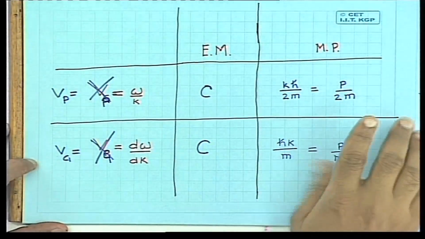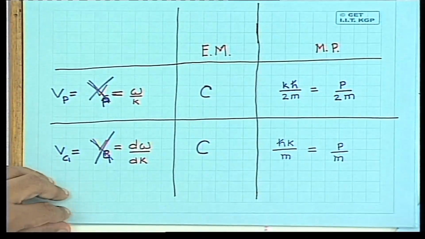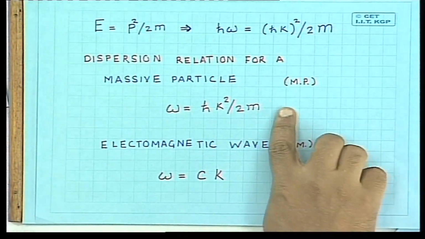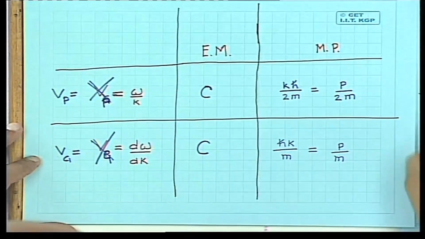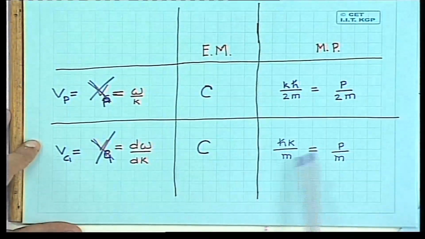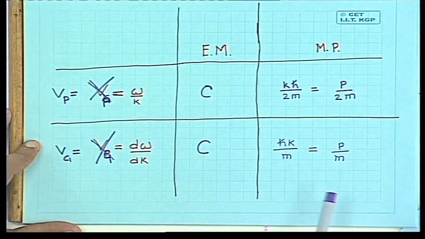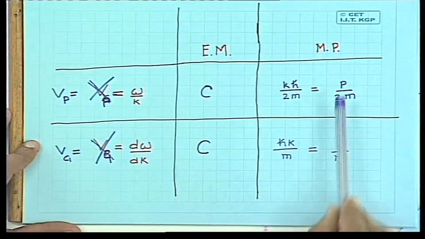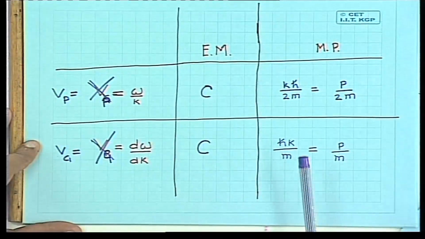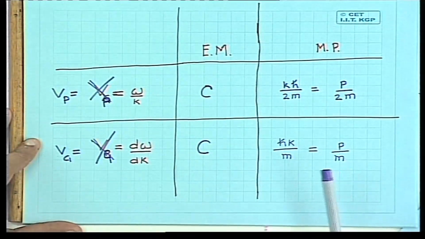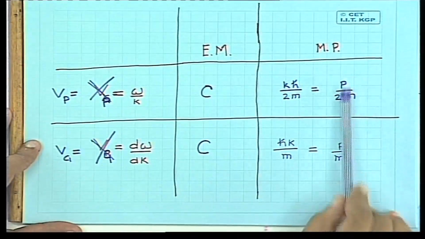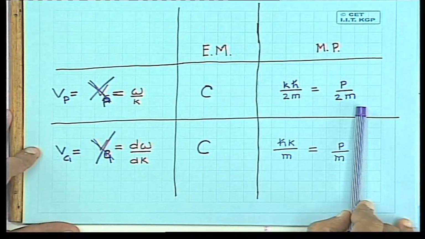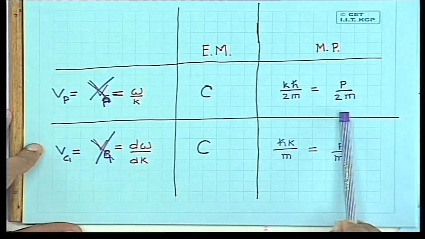Now for the massive particle, if you calculate the phase velocity, you just use this relation, omega by k. What you get is h cross k by 2m, which is also p by 2m. Now this looks similar to the expression for the speed of the particle. We know that the particle has a momentum p, but it is not exactly the speed, it is half the speed of the particle. So the phase velocity actually differs from the speed of the particle.